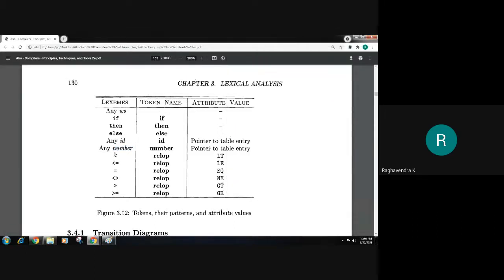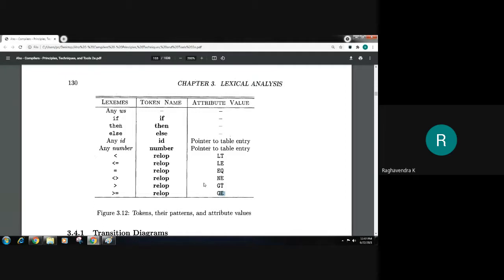Okay, what about other things? Relational operators, right? If you see less than, then obviously it is a relational operator, but the attribute value is less than, because this operation is different from others. If it is this, then it's a relational operator again, but it is less than or equal to. If it is equal to, then this. If it is not equal to, then this. If it is greater than, then this. If it is greater than or equal to, then this. Right? So this is what we are supposed to return.